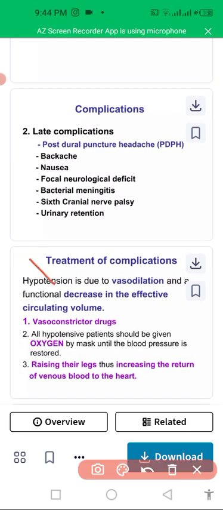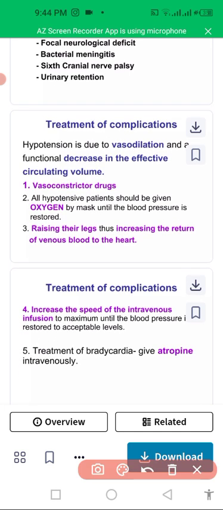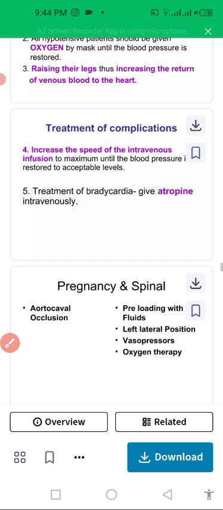Treatment: hypotension is due to vasodilation and a sympathetic block, a decrease in the effective circulating volume. So vasoconstrictors should be given. Hypotensive patients should be given oxygen by mask until the blood pressure is restored. Raise their legs, thus increasing the return of venous blood to the heart. Increase the speed of IV fluid infusion to reverse the blood pressure. Treat bradycardia with atropine IV stat.